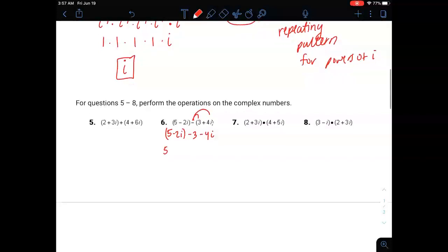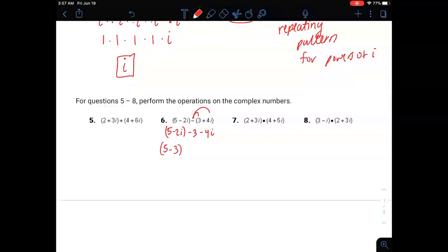Now I'm going to combine like terms. So 5 minus 3, minus 2i minus 4i. Right? 5 minus 3 gives me 2. And negative 2i minus 4i gives me negative 6i. All right.